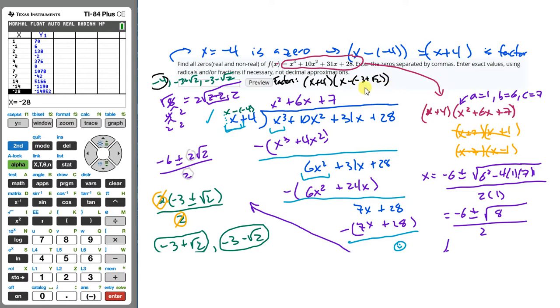Kind of ugly looking, right? But it's a factor, right? Plus its parents don't think it's ugly looking, right? Okay, and then x take away what? Negative 3 minus root 2.